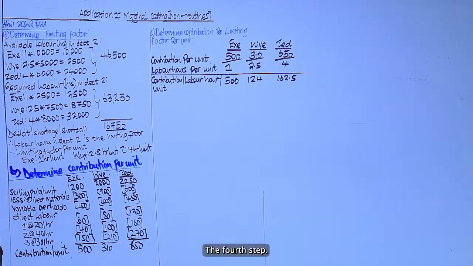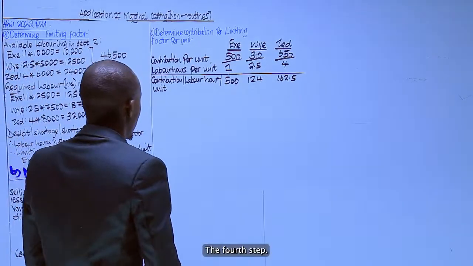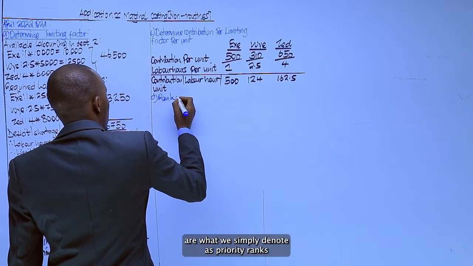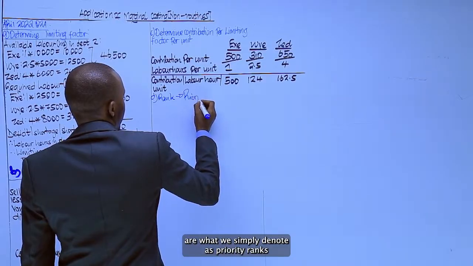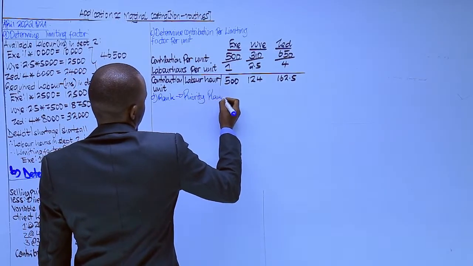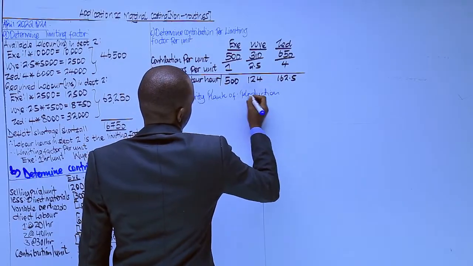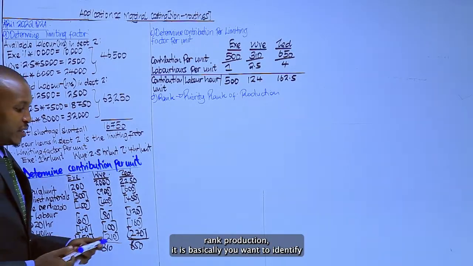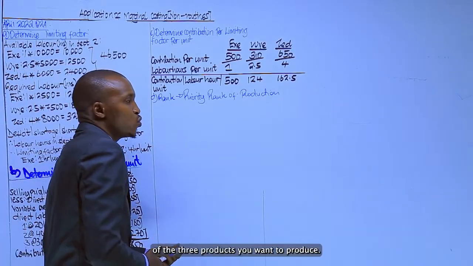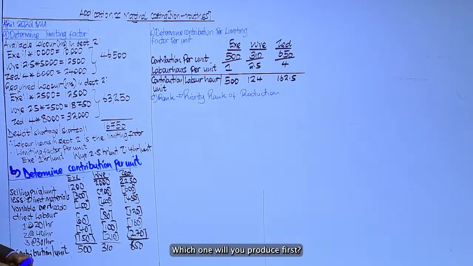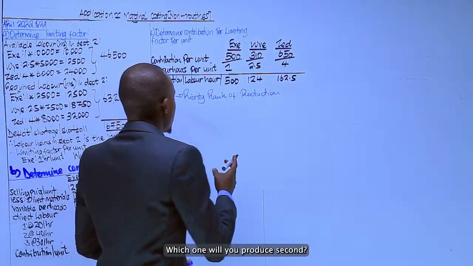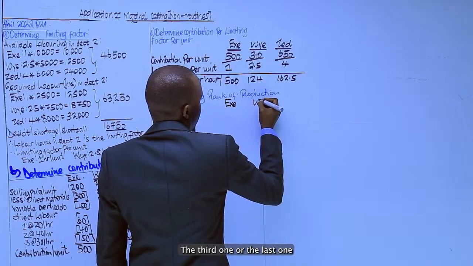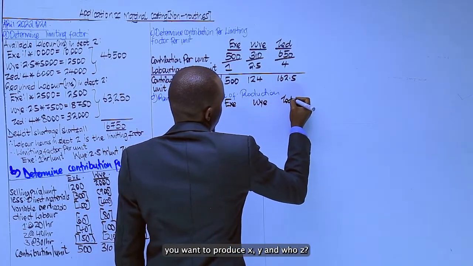The fourth step is to rank, or what we simply denote as priority ranks. When we say priority rank of production, it is basically you want to identify of the 3 products you want to produce, which one will you produce first? Which one will you produce second? Which one will you produce the third one or the last one? You want to produce X, Y, and who? Z.